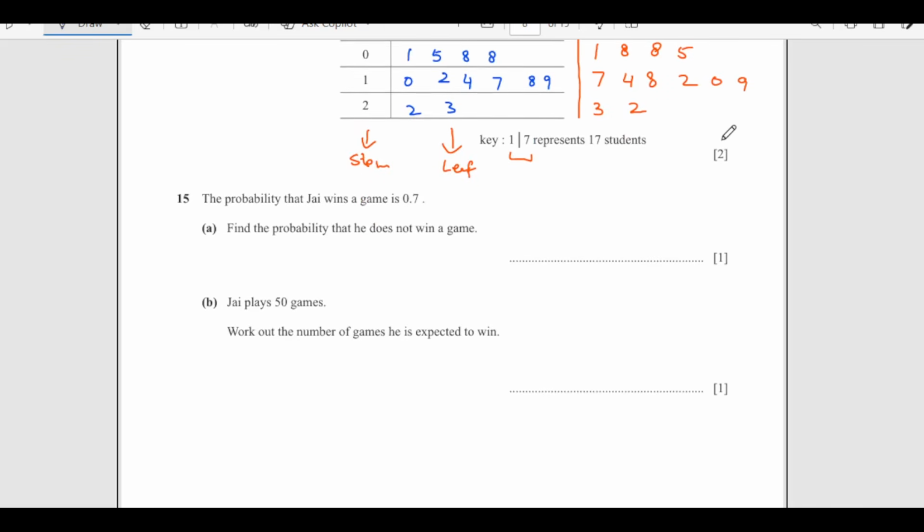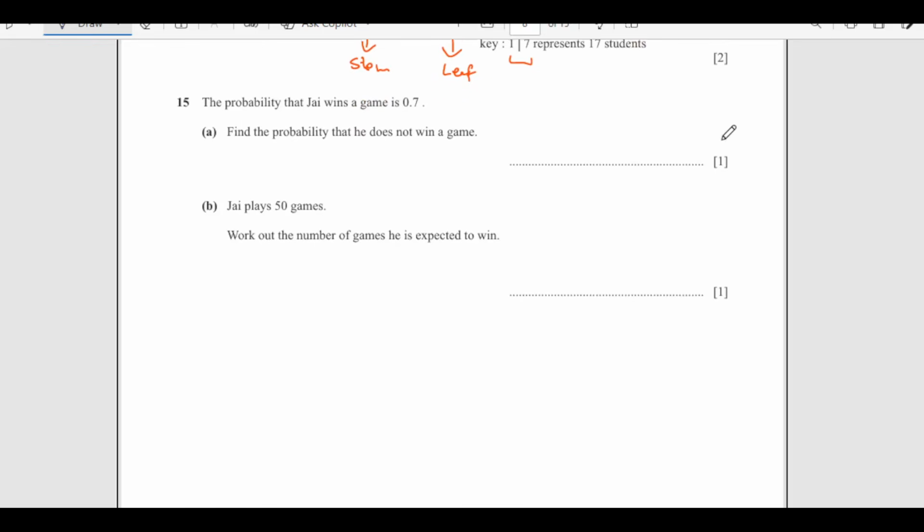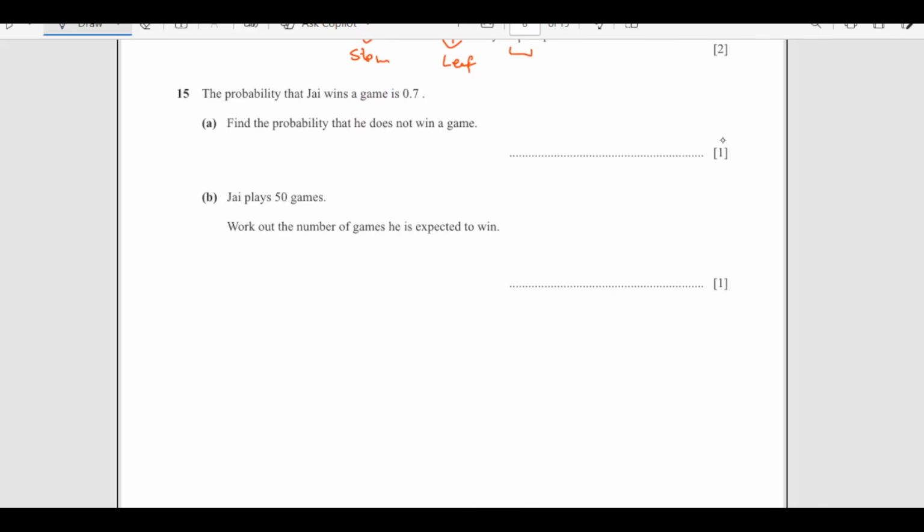Now number 15: the probability that J wins a game is 0.7. Find the probability he does not win. So does not win means we are going to subtract from 1. So 1 minus 0.7 is 0.3.